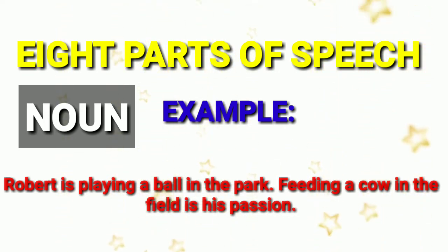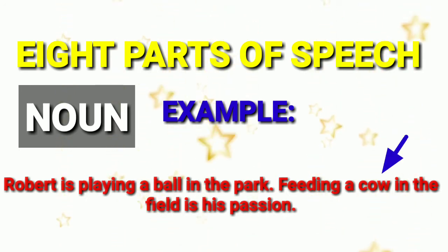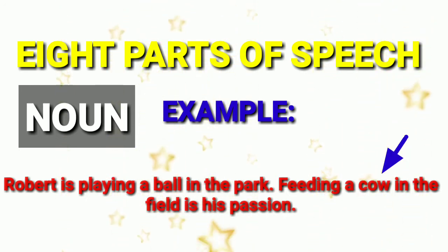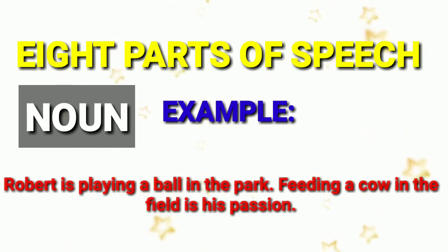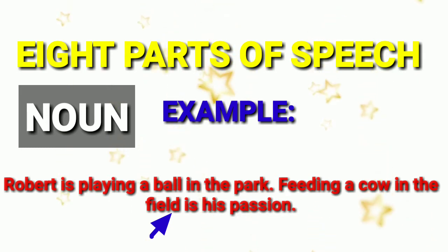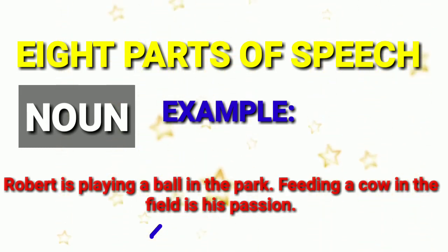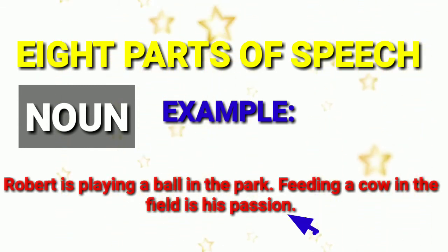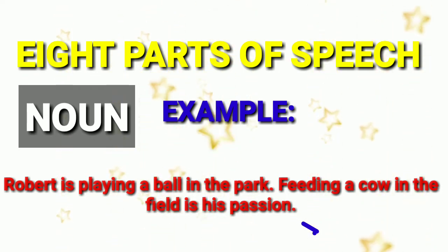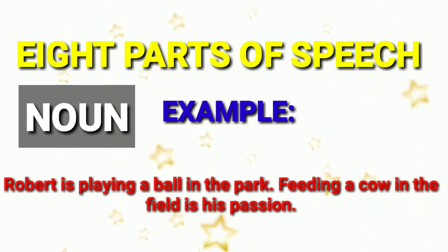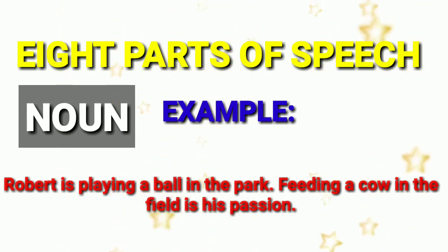Let us move on to the next statement. What are the nouns being used in here? Very good. The first one is cow, because it names an animal. Next is the word field, because it names a place. And the last noun being used in the second sentence is the word passion, because it names an idea. And more of the nouns will be discussed in a separate videos.